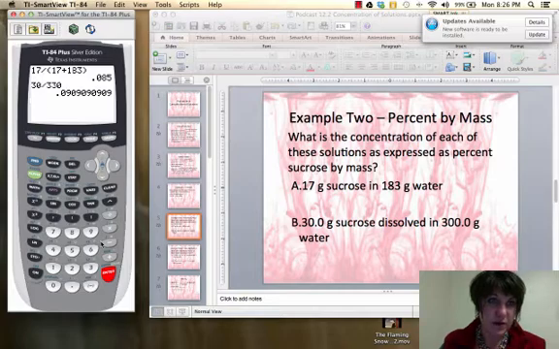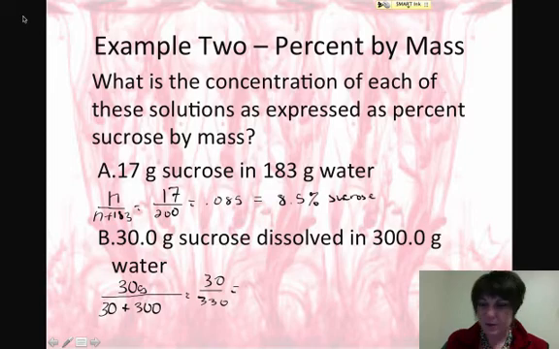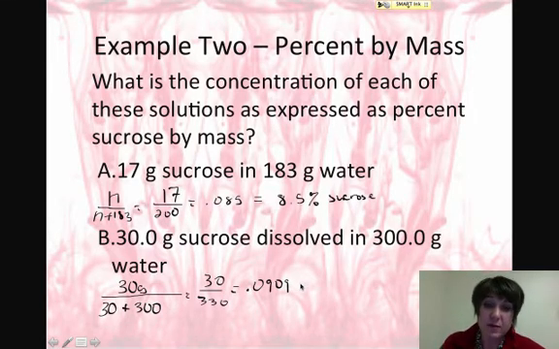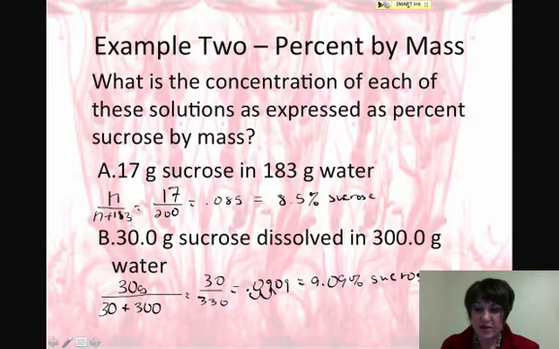Point 0.09090909. We don't need all of those, only some. Looks like 3 sig figs is what we need, so 0.0909. How do I make this a percent? Well, I can multiply by 100, or I can just move the decimal over 2 times, and I've got my percent. 9.09% of my solution is sucrose. And that's how we would do percent by mass.